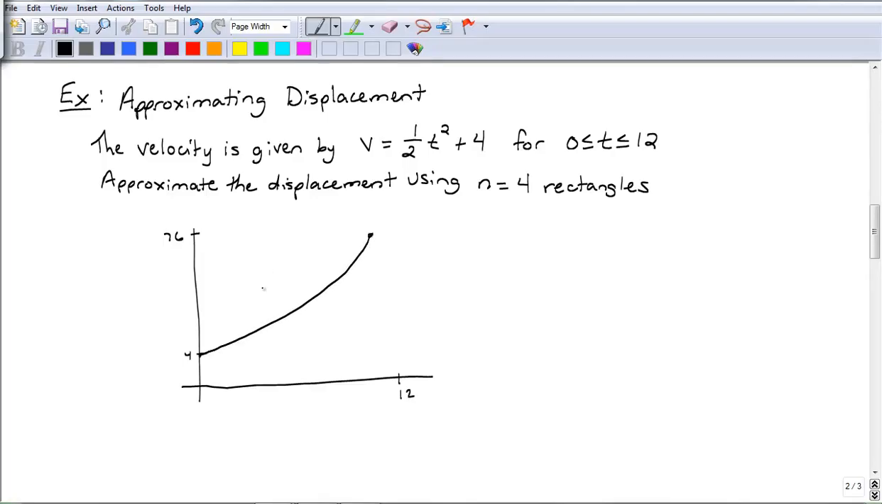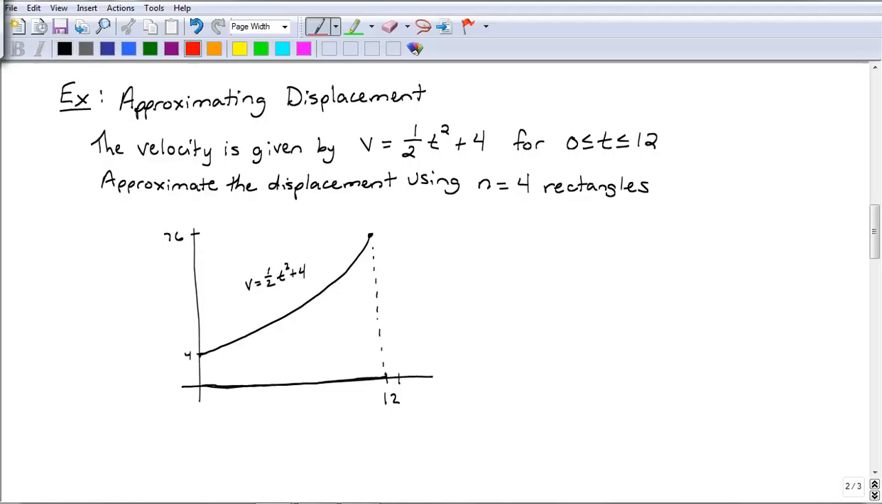Now here's the graph for the velocity, which is 1/2 t squared plus 4. And I go from 0 to 12. So all I did was use my calculator, or my brain, to sketch a graph of what this looks like. And notice all of the area is above the x-axis. So when I find these areas, they're all going to be positive because the area is above the x-axis.